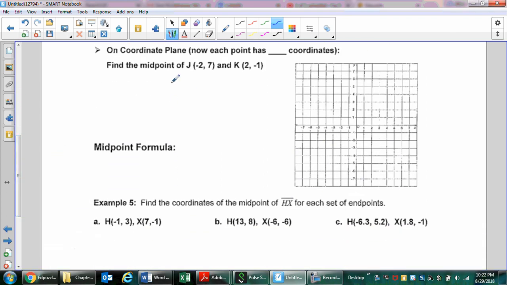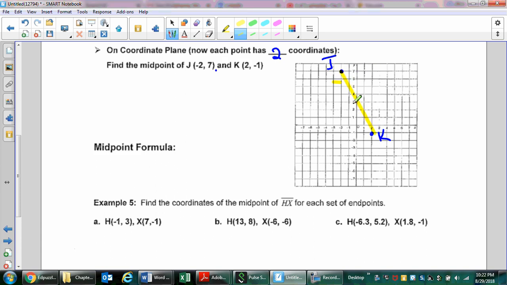All right, so in this case, it says on a coordinate plane. Now each point has 2 coordinates, right? The x and the y. So the question is, find the midpoint of J, which is -2 and 7, and K, which will be 2 and -1. So they want you to find the midpoint between these two points.